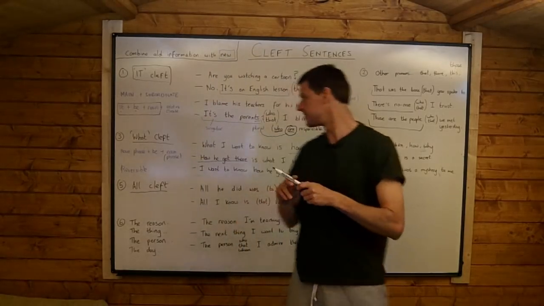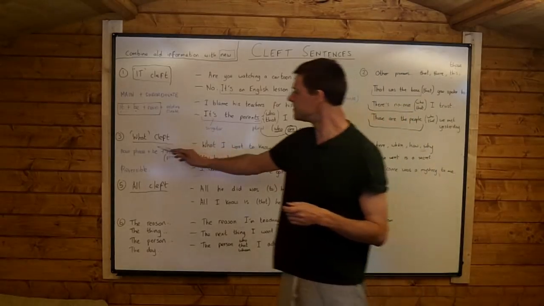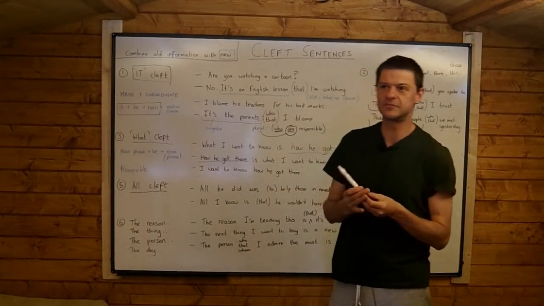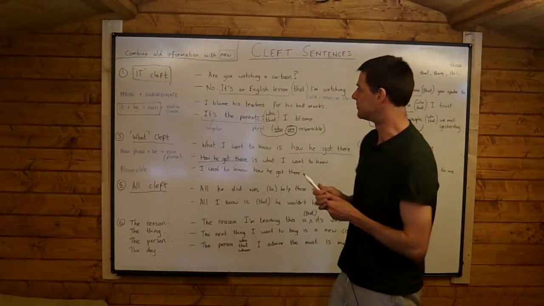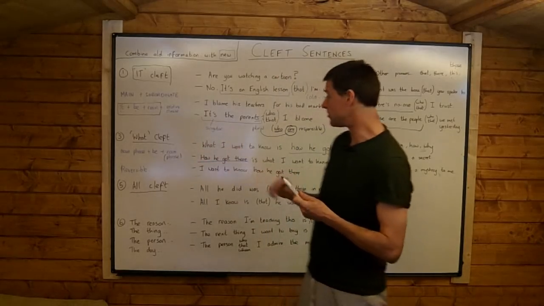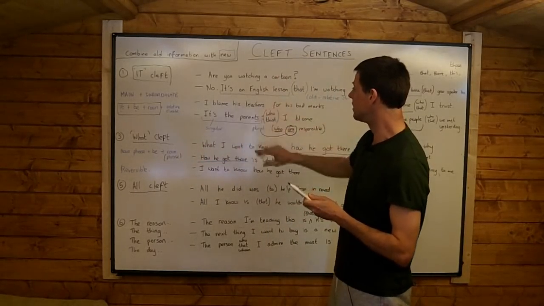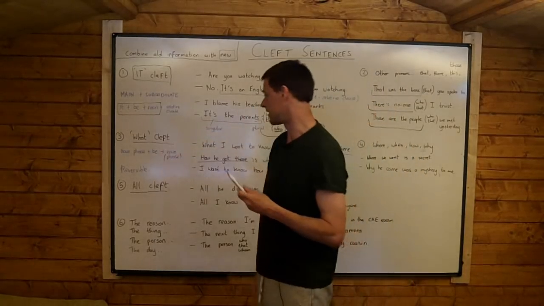Okay, let's have a look at number 3, which is the what cleft. And this is a little bit different from the it cleft. It's sometimes called a pseudo cleft. I suppose they're trying to say that it's not at all like the it cleft. It's kind of like the opposite to an it cleft, and I want to show you that I could actually rearrange these sentences to make them what clefts.